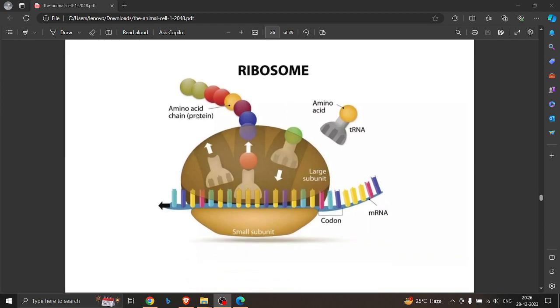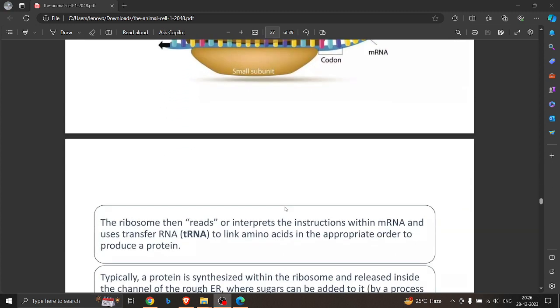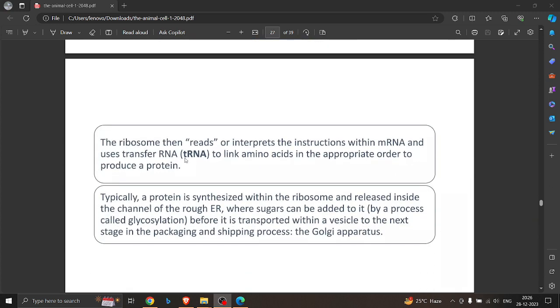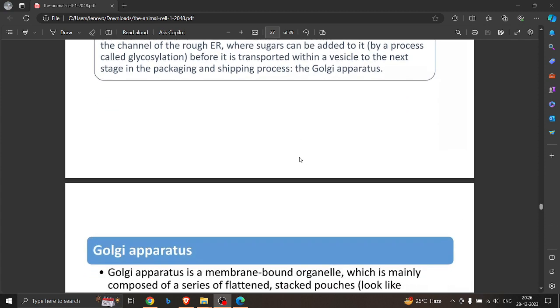Here you can see the amino acid chain, the protein, tRNA, codons, mRNA. Here you can see the larger subunit and small subunit. The ribosome reads or interprets the instructions within mRNA and uses transfer RNA, that is tRNA, to link amino acids to produce a protein.